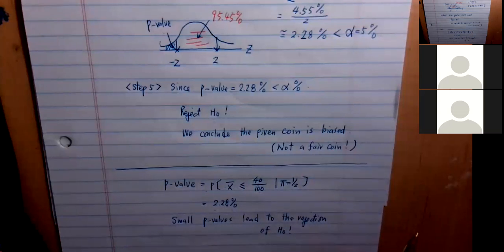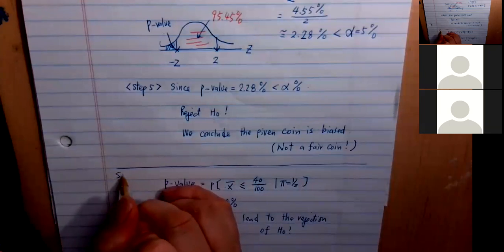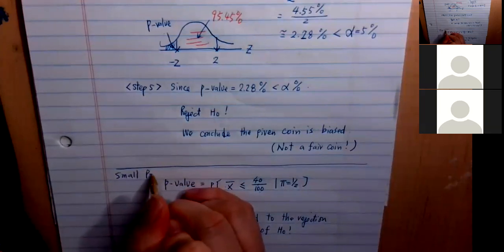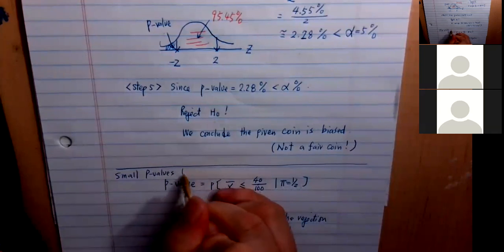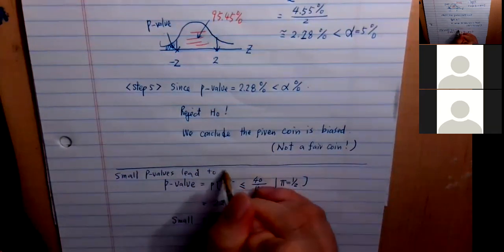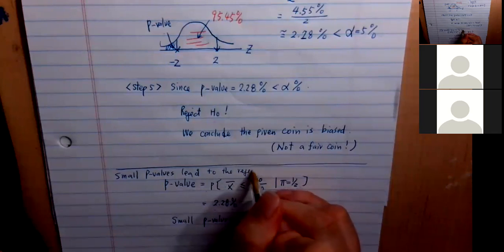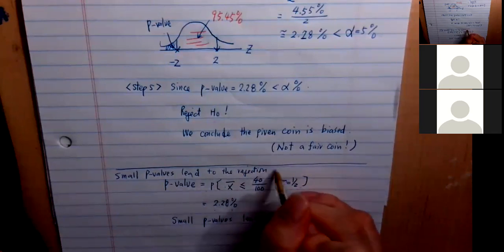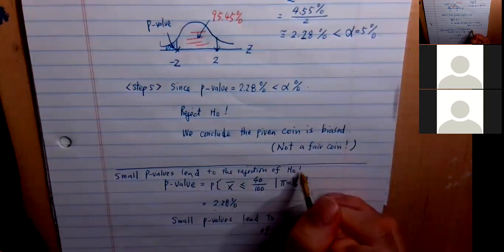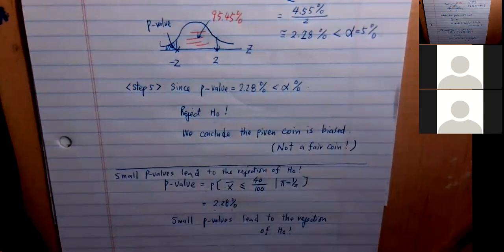Is that clear? And how small do you call small? Well, the p-value less than alpha equal to 5%, we say it is significantly small. Are you with me? Yes. So a small p-value leads to the rejection of H0. Okay? And this concludes our lecture here today.